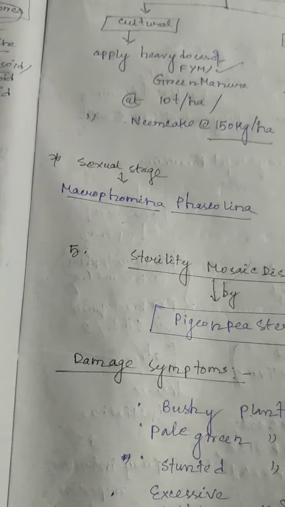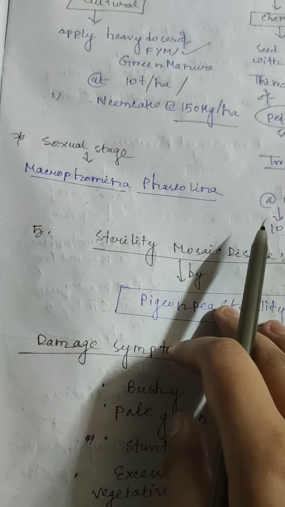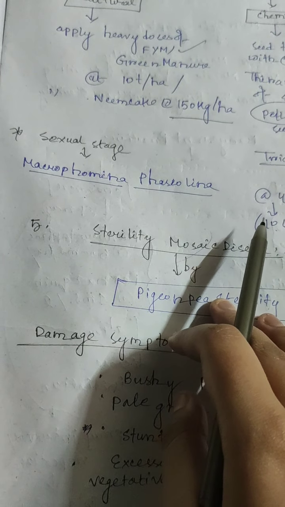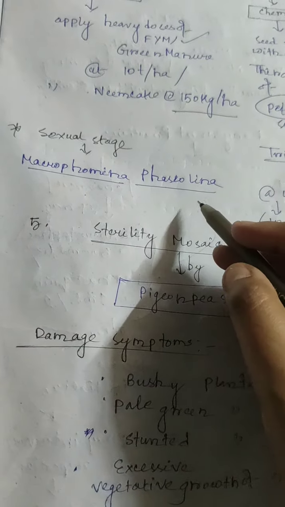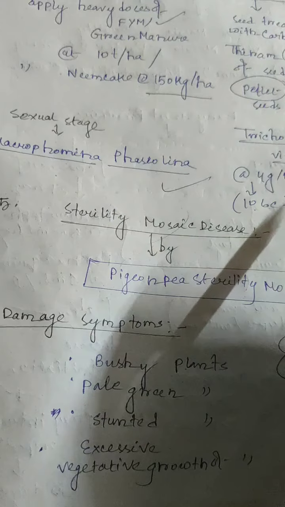Sexual stage of dry root rot causing fungi of Bengal gram or chickpea is Macrophomina phaseolina. This is the sexual stage.